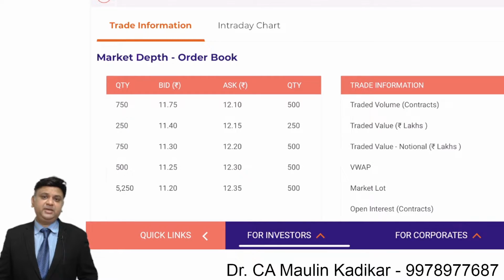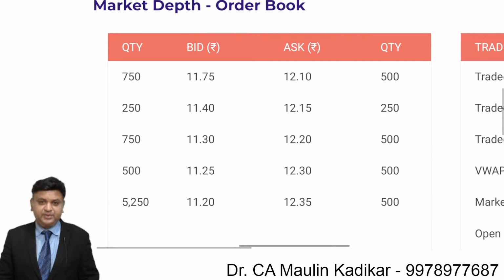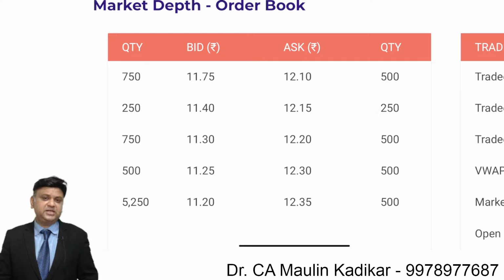The transaction can be entered upon at least for 250 shares or in multiples of that. So 12.10 into 250 is the amount of the premium that you have to pay. If you sell the option, then you will receive 11 rupees 75 paise on one share, into 250 is the amount of the premium that you will receive.